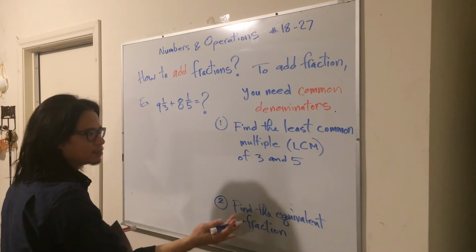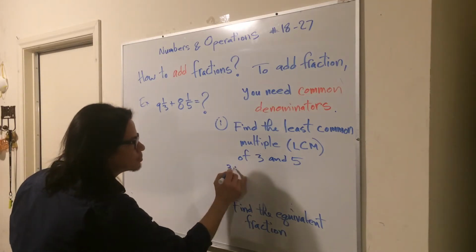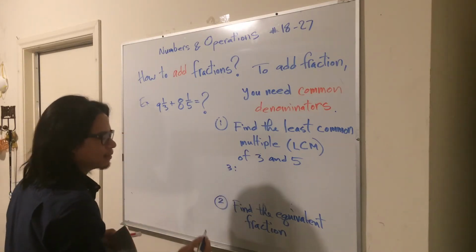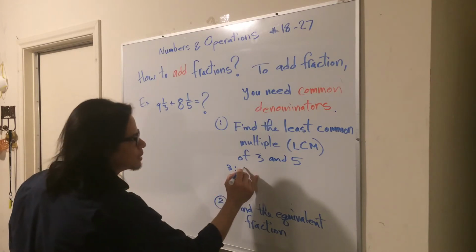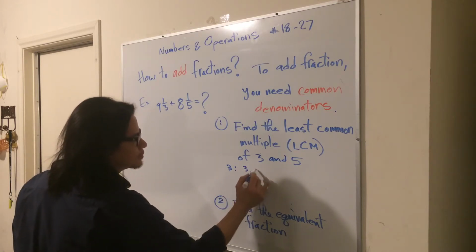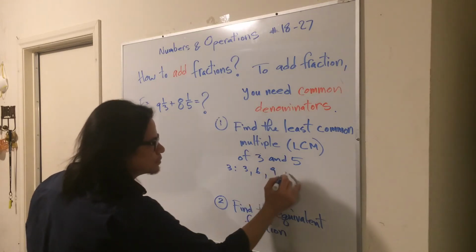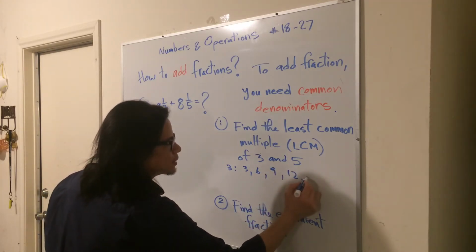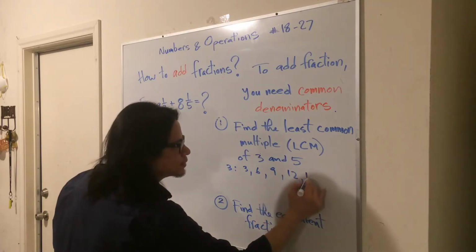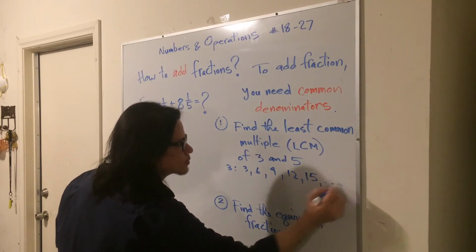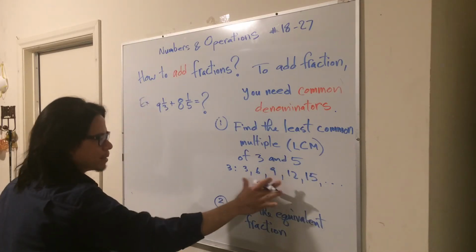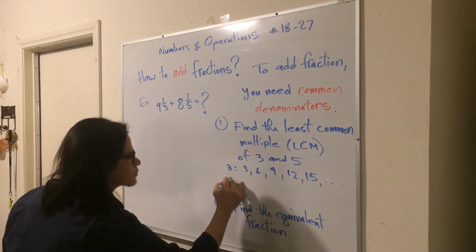To identify the LCM, we need to list out the multiples of 3 and 5. So let's do 3 first. 3 times 1 is 3. 3 times 2 is 6. 3 times 3 is 9. 3 times 4 is 12. 3 times 5 is 15. You get the idea? Okay?